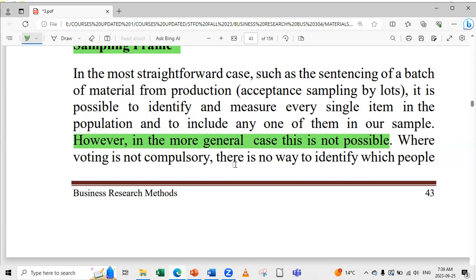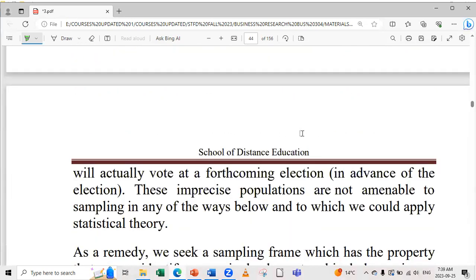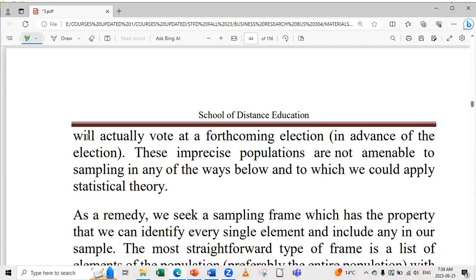Yes, it's very difficult because we said it's time-consuming and the cost is very high if you study every single unit in the population. Where voting is not compulsory, there is no way to identify which people will actually vote. So you cannot take a sample in the elections.